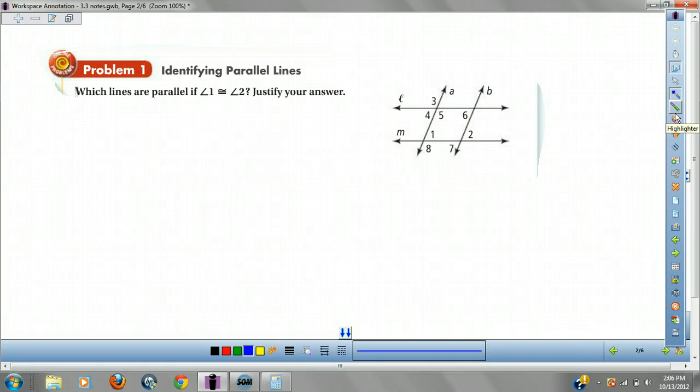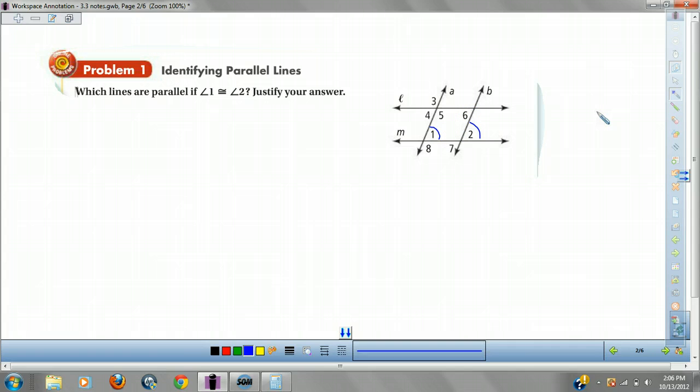Okay, let's take a look at this one. So we have four lines all crisscrossing. We have L and M next to each other. We don't know if they're parallel. And A and B next to each other. We don't know if they're parallel. So now we know 1 and 2 are congruent. So this guy and this guy. So we're asking which two lines can we tell are parallel?